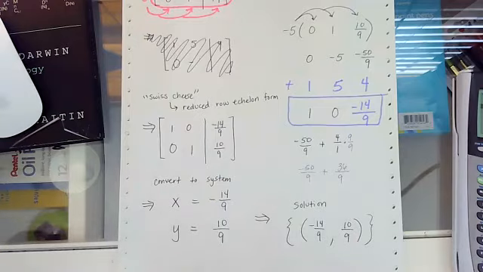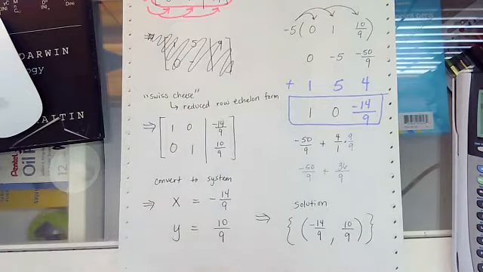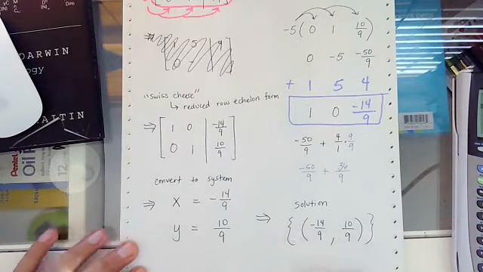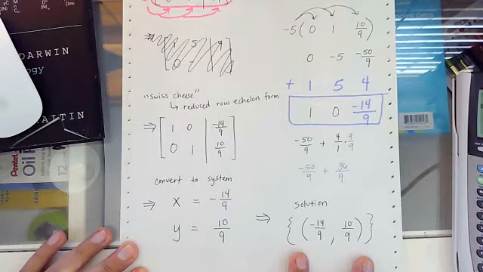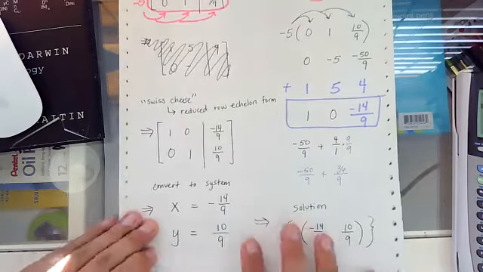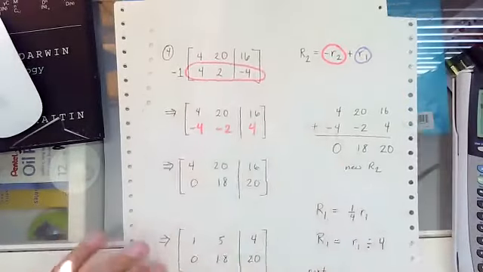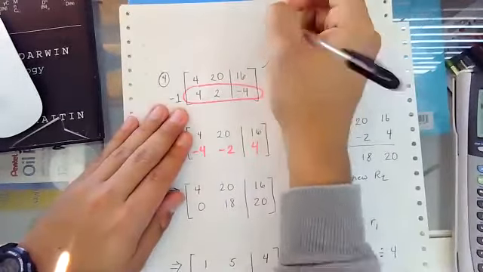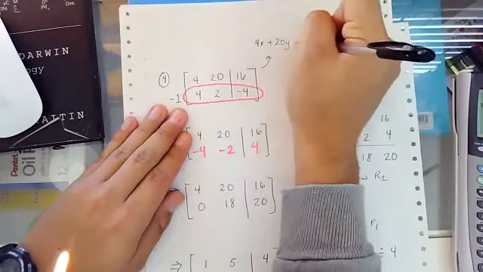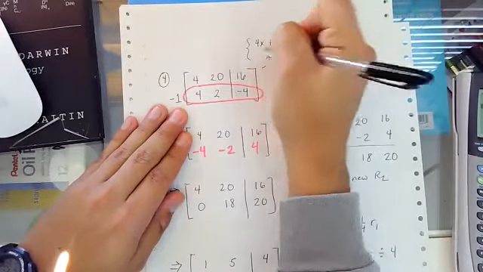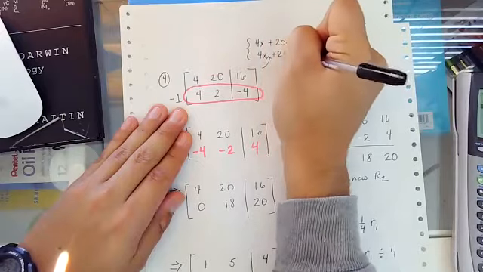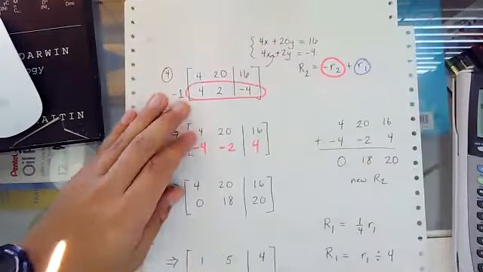So if you can process the matrix down into quote unquote Swiss cheese, then you're effectively solving the matrix using what is called the Gauss-Jordan method. So I'm just going to give everybody a chance to write this down, because we started off with this matrix here, right? Which we could write as 4x plus 20y equals 16, and 4x plus 2y equals -4, right?